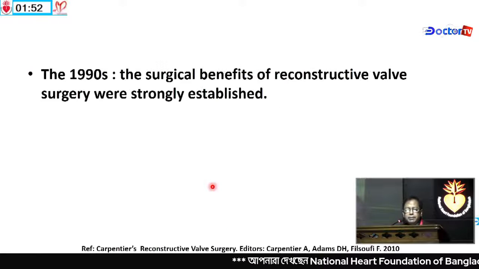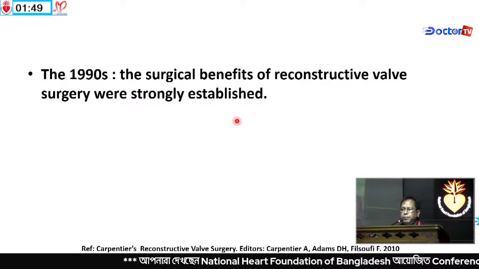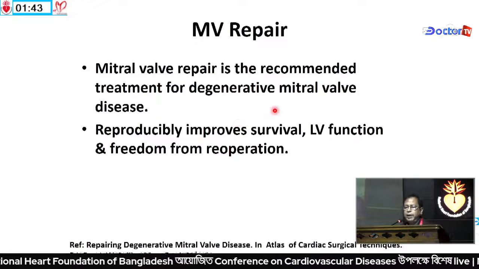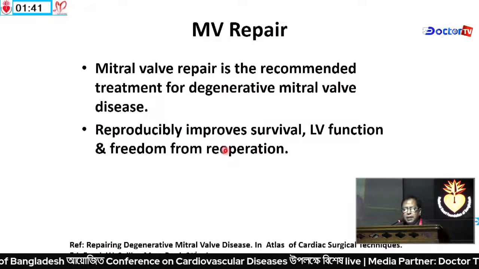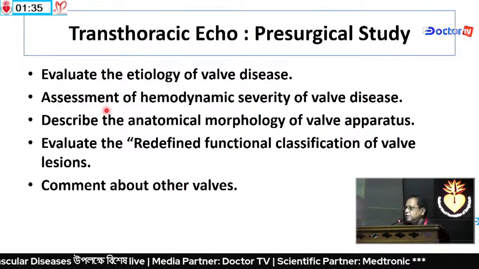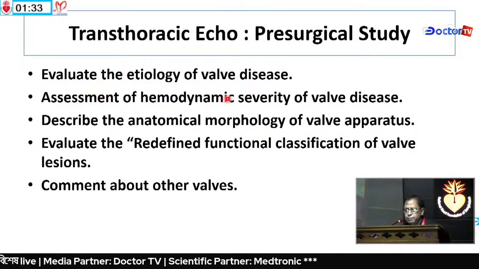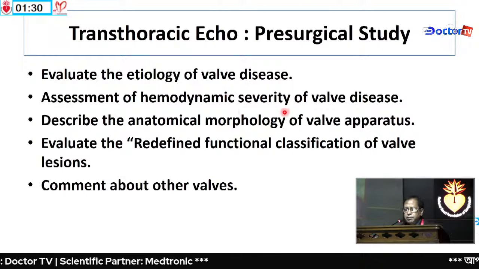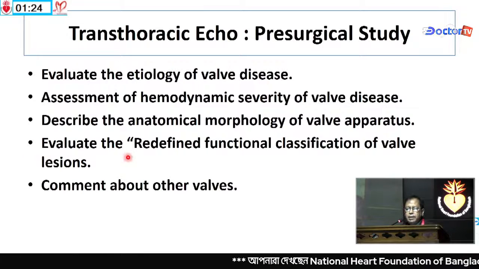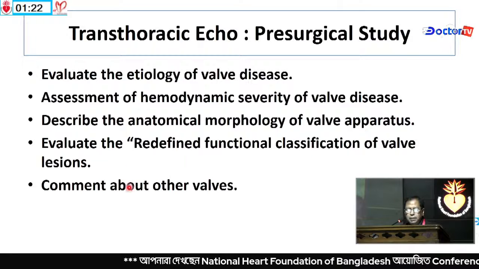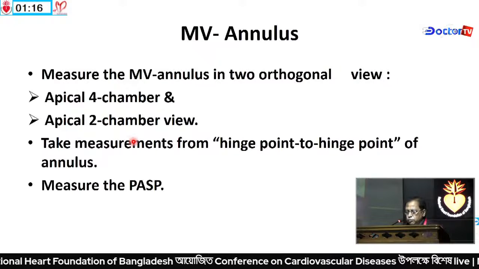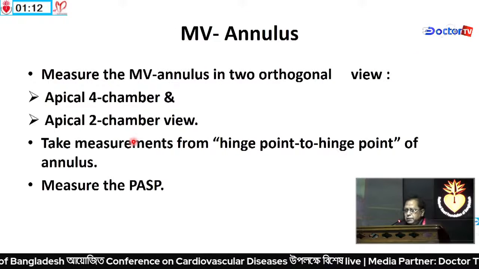So, MV repair. In the 1990s, the surgical benefit of reconstructive valve surgery was strongly established. And mitral valve repair is the recommended treatment for degenerative mitral valve disease. Reproducibility improves survival, LV function, freedom from reoperation. So by transthoracic echo, you have to evaluate the etiology of the valve disease, assess the hemodynamic severity of the valve disease, describe the anatomical morphology of the valve apparatus, evaluate the redefined functional classification of the valve lesions, and comment about other valves. So you have to measure the valve annulus in two views, four chamber and two chamber.